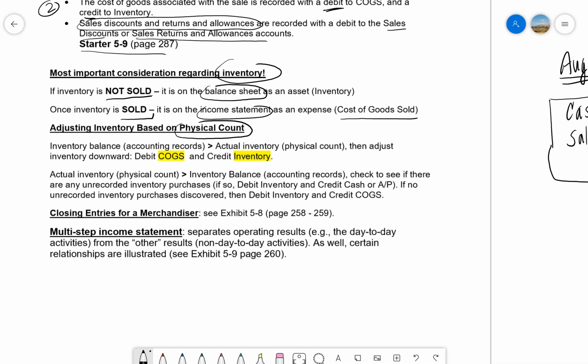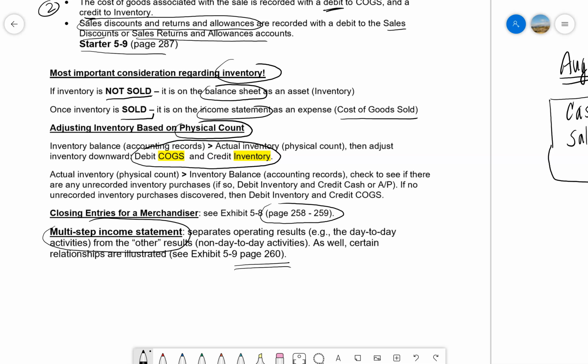What you have to do then is to bring your inventory down to the right amount. And so your journal entry is going to be debit cost of goods sold, credit inventory, to bring the inventory accounting records to the correct amount based on the inventory count. Now, the textbook also talks about some closing entries for a merchandise company, and you can just read through those on your own, pages 258 to 259. Now, the next thing the textbook talks about is a multi-step income statement, and there's an example on page 260 in your textbook.